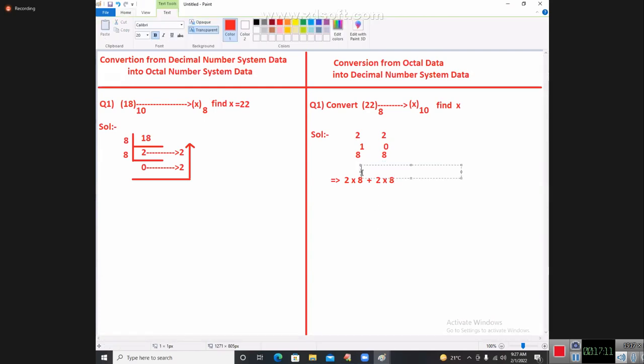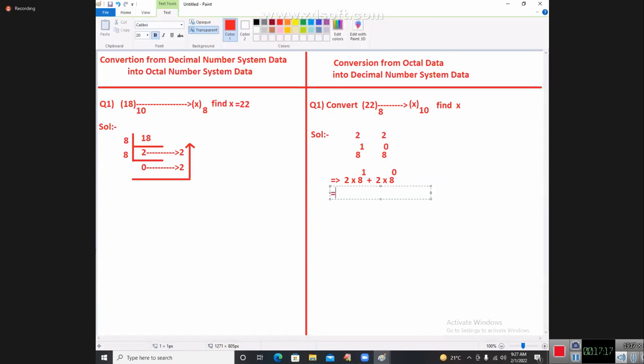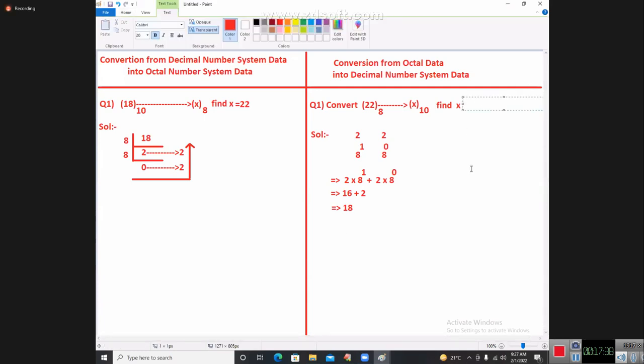This is called 8 to the power of 1. This is called 8 to the power of 0. What is this answer now? 8 into 2 plus 2 into 1, that is 16 plus 2 into 1. 8 to the power of 0 is 1, so 2 into 1. Therefore the answer is 18. So here x is equal to 18.